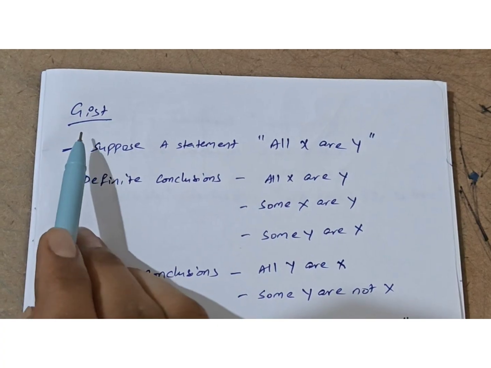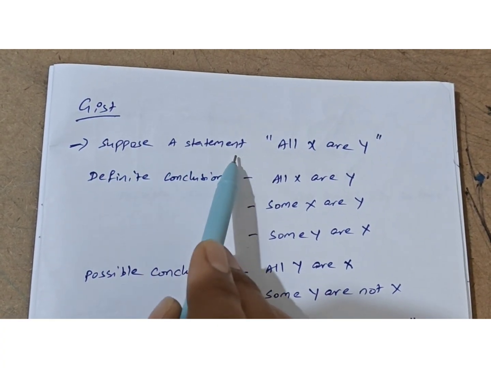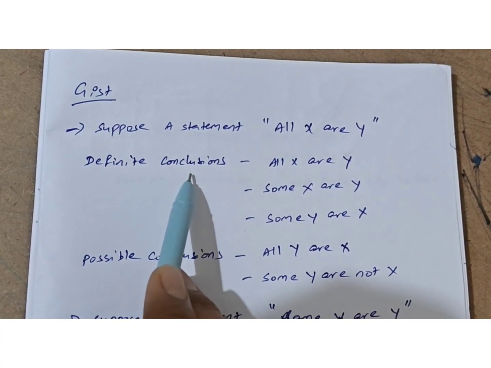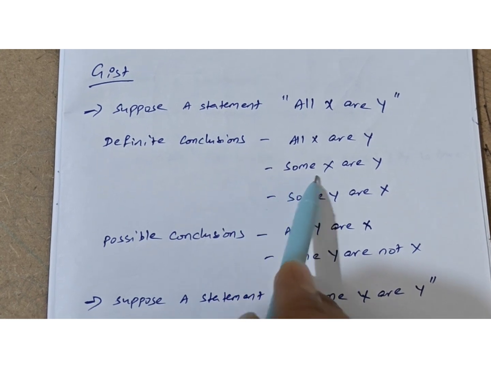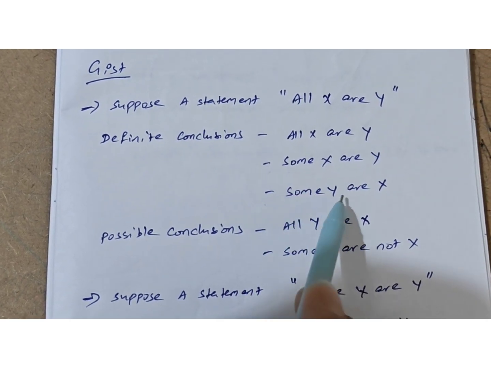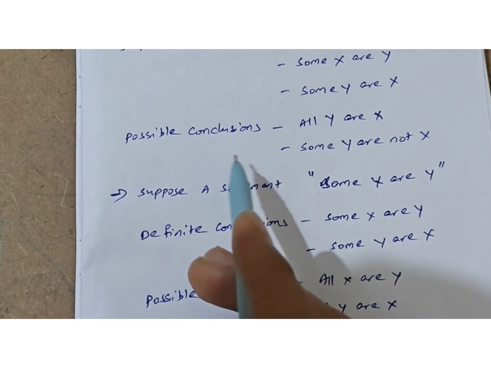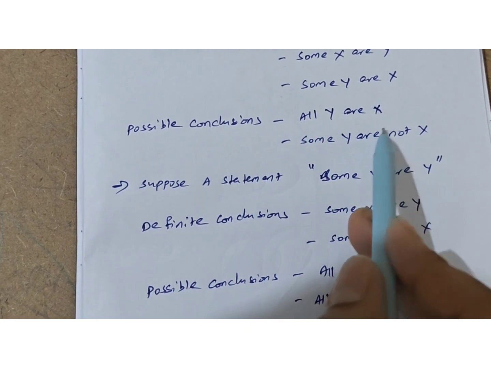Now, here is a gist of conclusions using a statement, like definite and possible conclusions. First, suppose a statement: all x are y. Then the definite conclusions can be all x are y, some x are y, some y are x. And the possible conclusions are all y are x, which is when x is equal to y, and some y are not x.